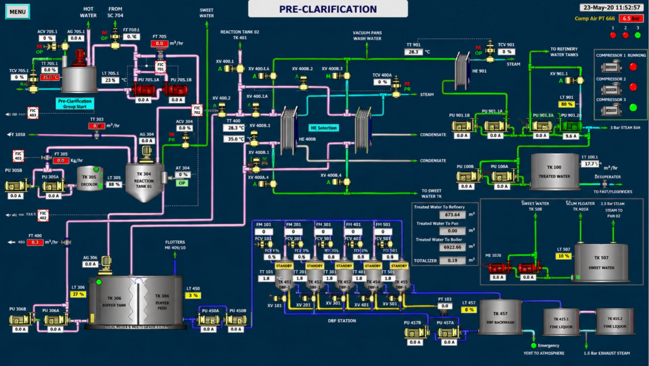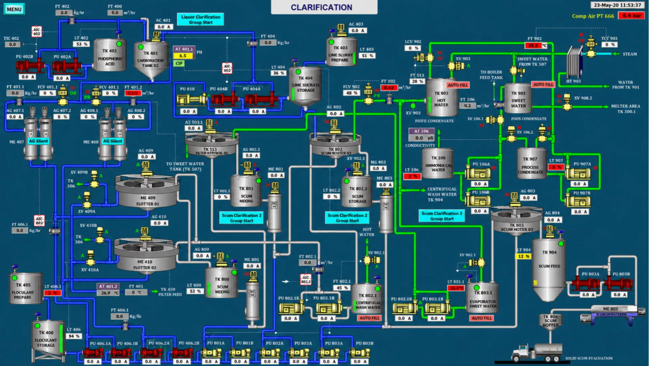The pre-clarification section prepares the sugar liquor for further purification by heating it and removing impurities through chemical treatment before the main clarification stage. The clarification section removes the remaining impurities from the sugar liquor by adding clarifying chemicals and separating the resulting mud, producing a clear liquor for further processing.